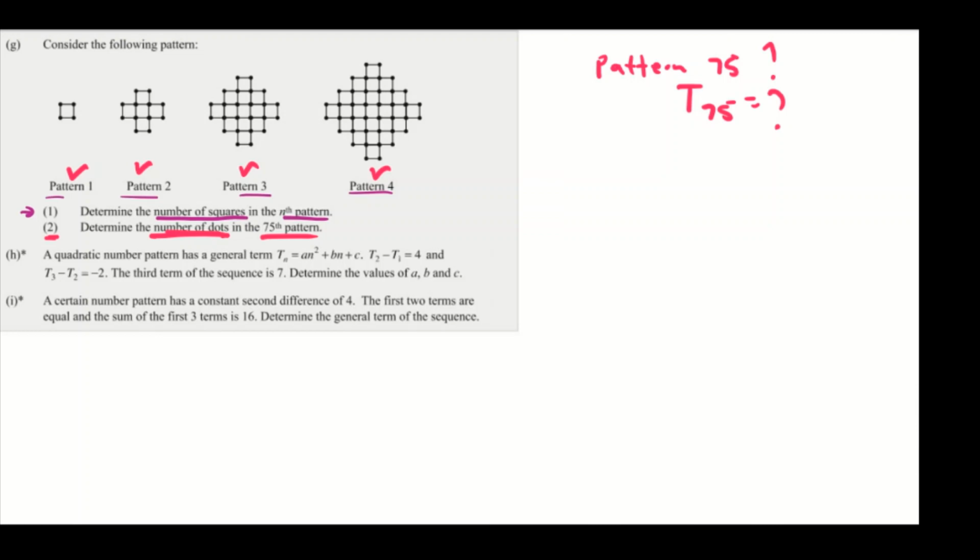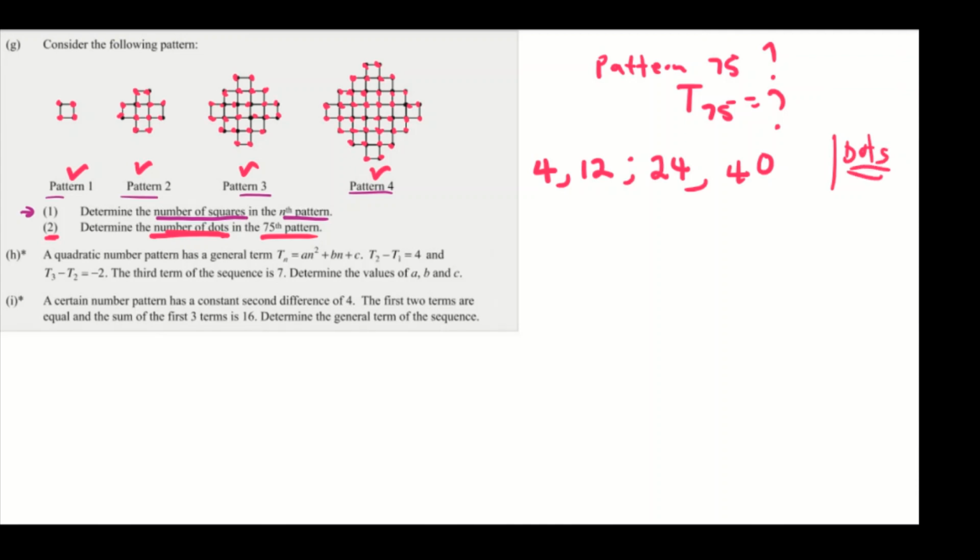So let's count the dots. 1, 2, 3, 4 for the first one. Then 1, 2, 3, up to 12, so it's 12. Then counting up to 24. And then counting up to 40. So this is the sequence of dots.